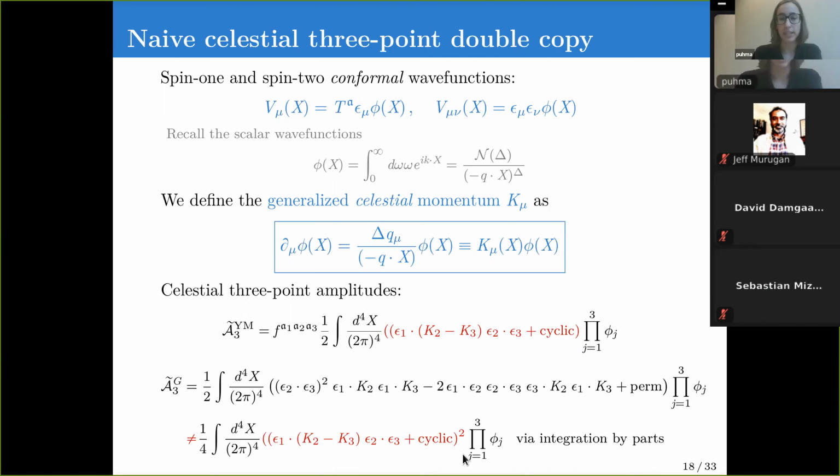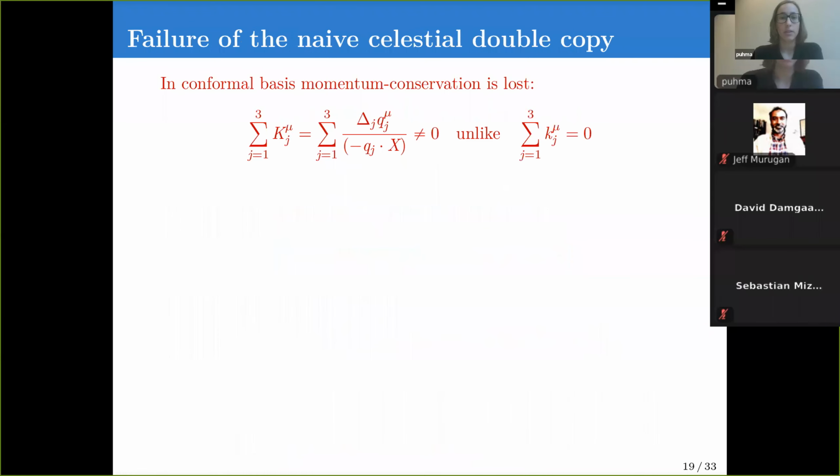And the culprit here is this space-time dependent momentum k. So there's something else that I need to do in order to counteract the fact that, by integrating by parts, partial derivatives can also hit this celestial momentum k that depends on space-time. So what do I have to do? The failure of the naive double copy stems from the fact that momentum conservation is lost. So originally we had that the sum of the momenta is 0, but now the sum of the momenta is given by this space-time dependent expression, and it doesn't sum to 0.